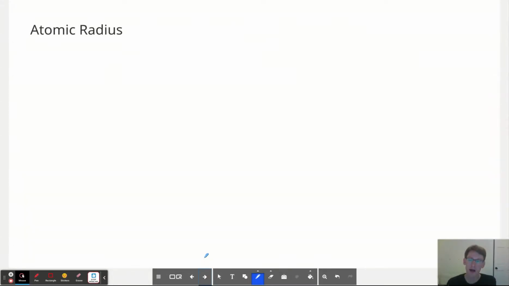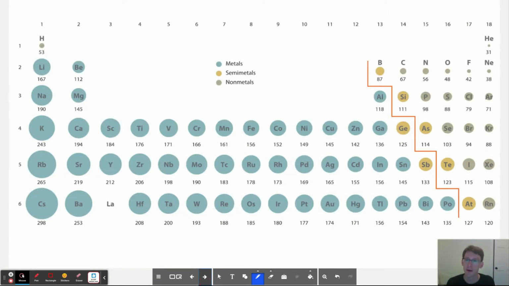So how does effective nuclear charge and how does Coulomb's law affect atomic radius? First, we need to define atomic radius. If we look at an atom as a sphere, it will have a radius. Atomic radius is just the radius of the atom. Let's look at this periodic table where we have the atomic radii shown. So what we find is that the smallest atomic radius is that of helium, 31 picometers, and the greatest is cesium, 298. That is an enormous difference.